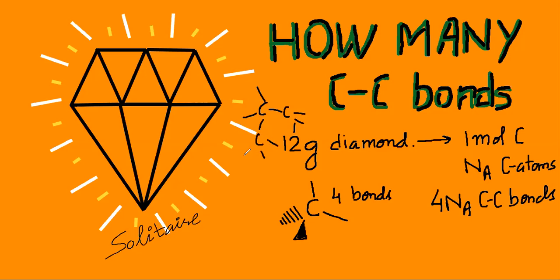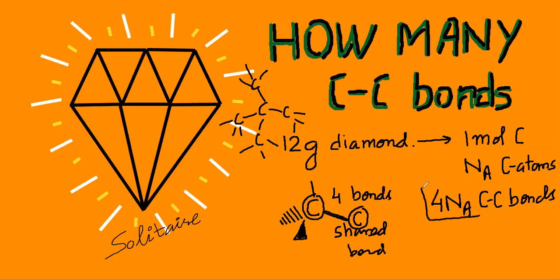So when you count bonds of one carbon, you are not taking it in isolation. What I mean is that each bond in this structure is shared between 2 carbons. It is a shared bond. So when you count this bond with this carbon, you may count this bond with this carbon also. This bond is counted twice if you just do 4 times NA.